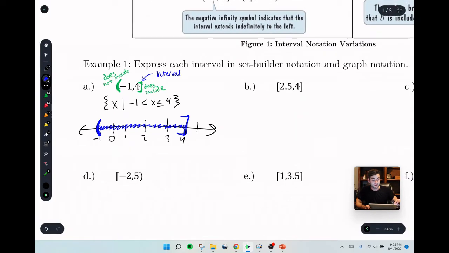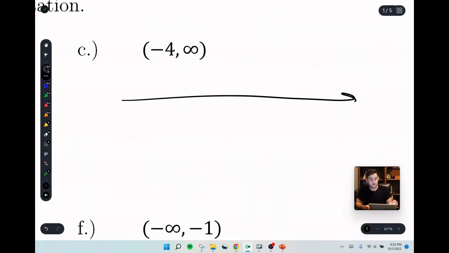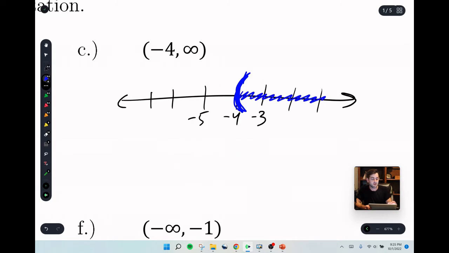So the only hiccup or the only off thing is sometimes you have this infinity, right? And if you have an infinity, you do the exact same thing. 1, 2, 3, 4. It doesn't matter where you start. I'm going to go -5, -4, -3, just so we can see that. We've got an open bracket at -4, right? A curved bracket. And then we just shade towards infinity, which is the way it goes. And we never end it, right? We never really end this one because it doesn't end.